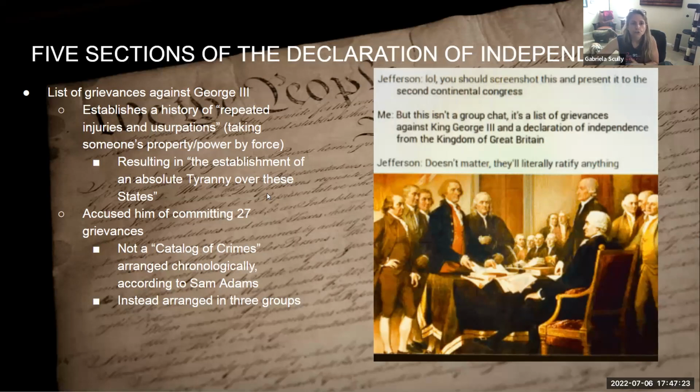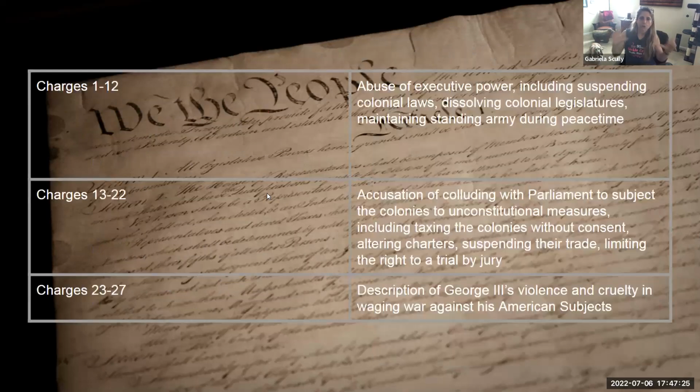So the first group of grievances, numbers 1 through 12, are basically you've abused your power, you've suspended colonial laws, you've dissolved our legislatures, and you've maintained a standing army during peacetime. So the packet itself doesn't get into the specifics of like, this is what charge number 3 says or anything like that. But 1 through 12 are like, look, you abused your power in these ways, right? All of the following except.